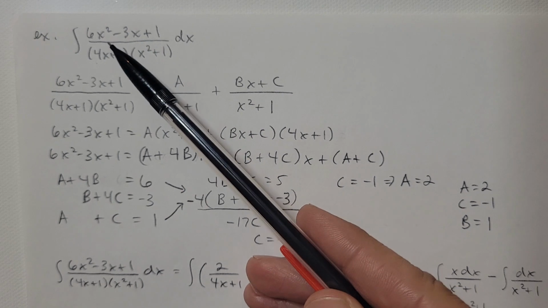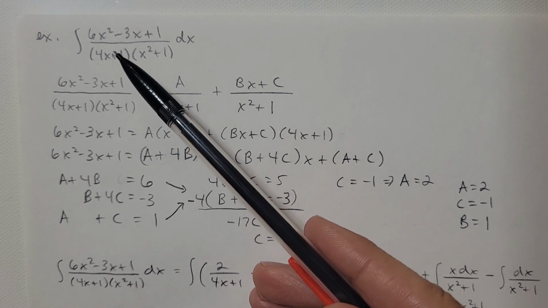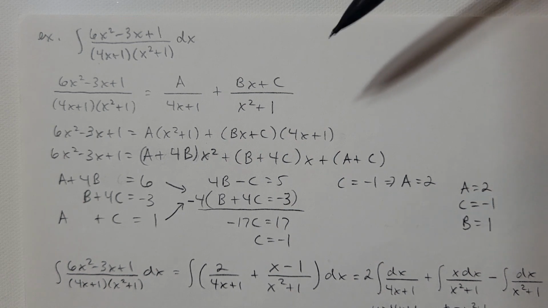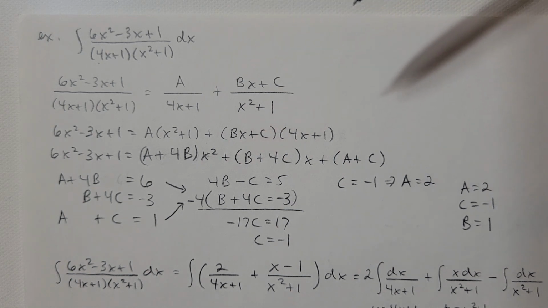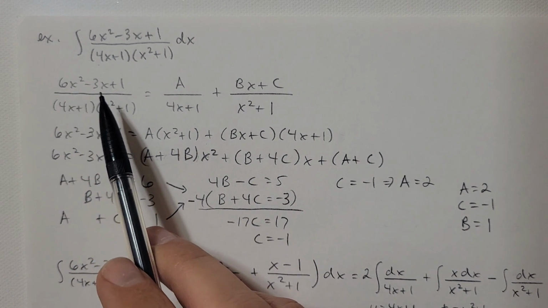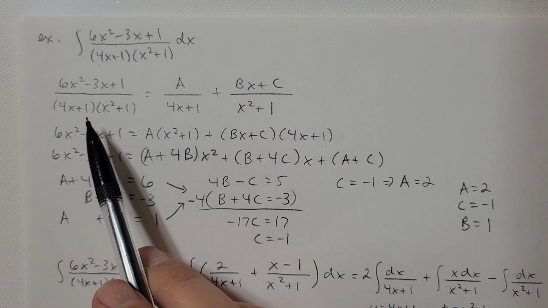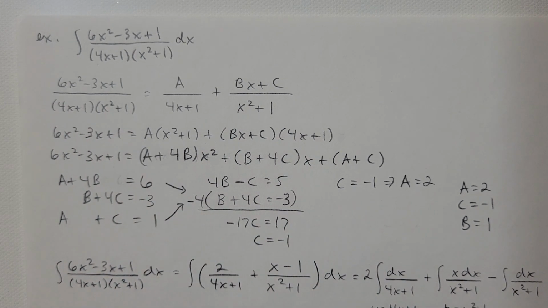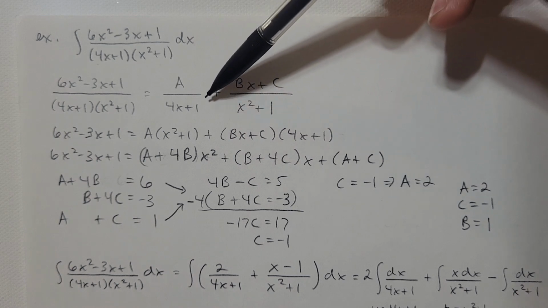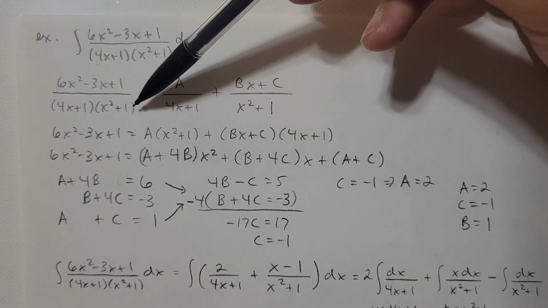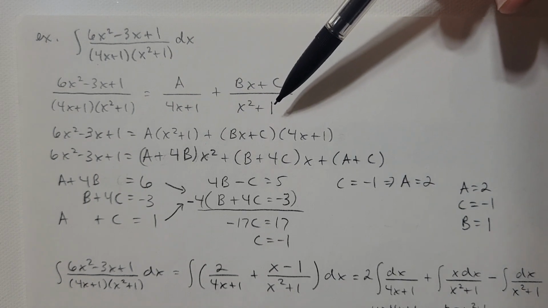Okay, whenever the degree of the top is less than the degree of the bottom, then I'm going to use the method of partial fractions here. I'm not going to divide. Okay? So let's see, I got 6x squared minus 3x plus 1 divided by 4x plus 1 times x squared plus 1. 4x plus 1, that's a linear factor. X squared plus 1, that's a quadratic factor.